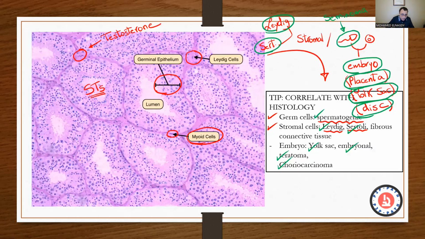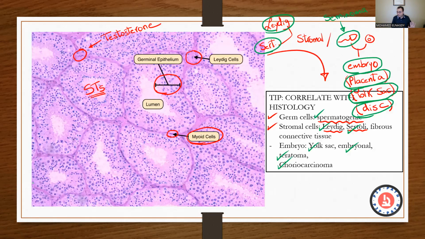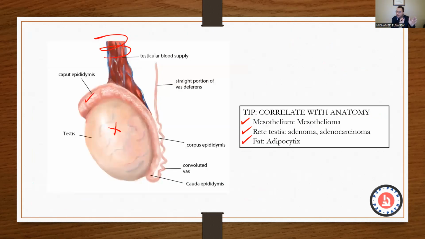So to remember the paratesticular tumors, you need just to correlate with the anatomy. You have the mesothelioma, you have adipocytic tumors, you have epididymis tumors, cystadenoma of the epididymis, or papillary cystadenoma of the epididymis. And then these other tumors I will leave to the end. So now we are able to classify testicular tumors by correlation with the histology and correlation with the anatomy.